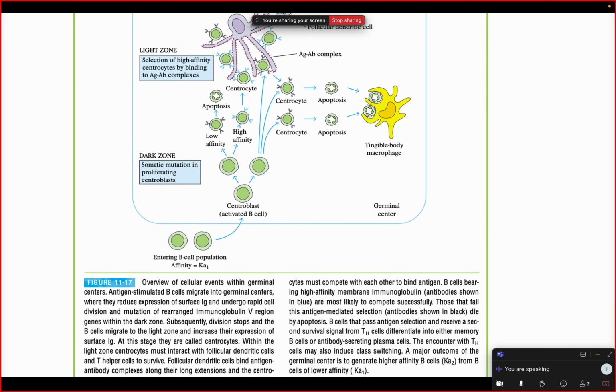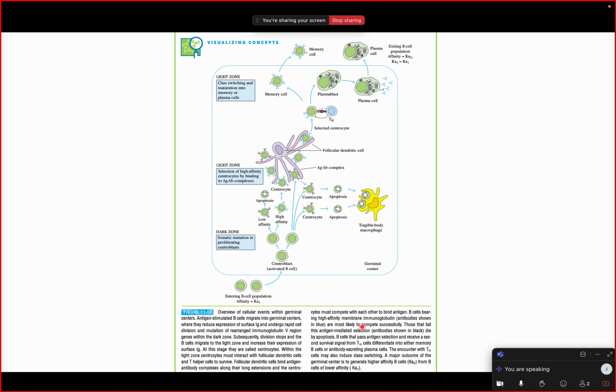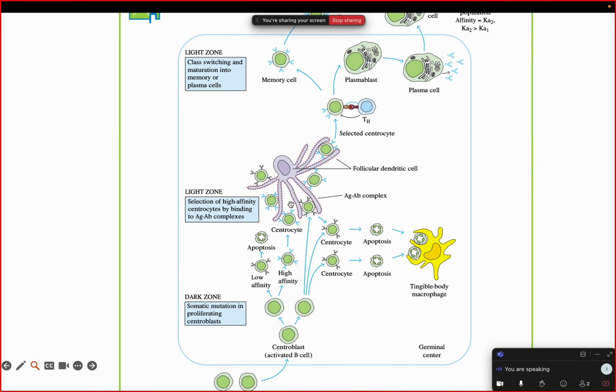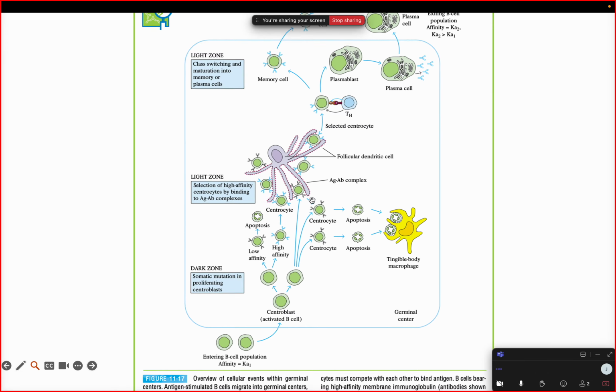B cells that pass antigen selection and receive a second survival signal from the Th cell differentiate into either memory B cells or antibody secreting plasma cells. The encounter with the Th cell may also induce class switching. A major outcome of the germinal center is to generate higher affinity B cells from B cells of lower affinity. So, same information in a different way.